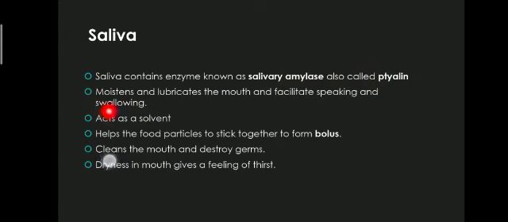What is the work of saliva? It moistens and lubricates the mouth and facilitates speaking and swallowing. It acts as a solvent and helps the food particles to stick together to form bolus. So the broken particles of the food mix with the saliva to form bolus, so that the body can easily swallow that food.